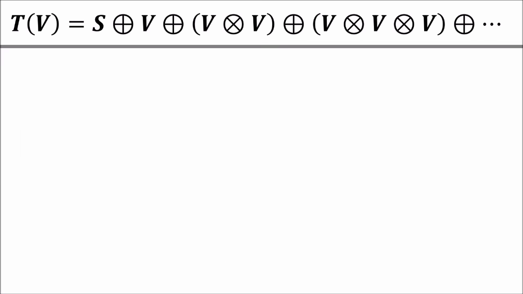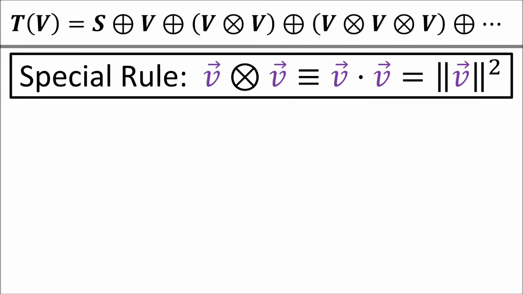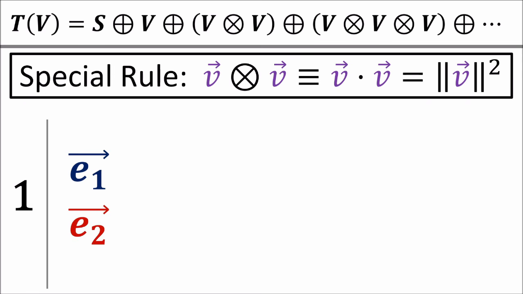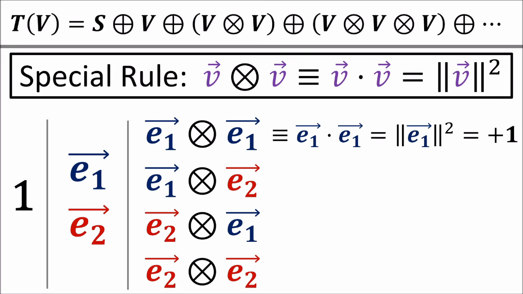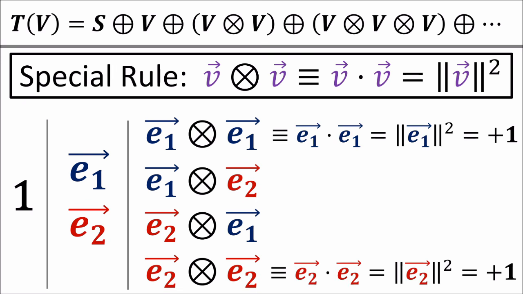We can start over and do this again, but with a slightly modified rule, where we take any vector tensored with itself, and instead of setting it to 0, we set it to that vector's squared length. Using this rule, scalars and individual vectors are unaffected. E1 tensor E1 and E2 tensor E2 are now equal to the scalar 1.